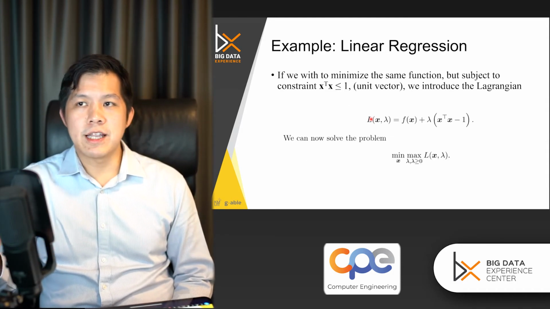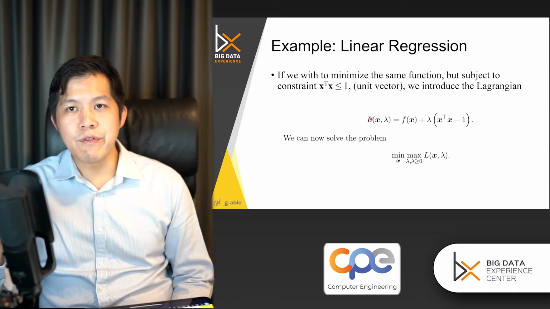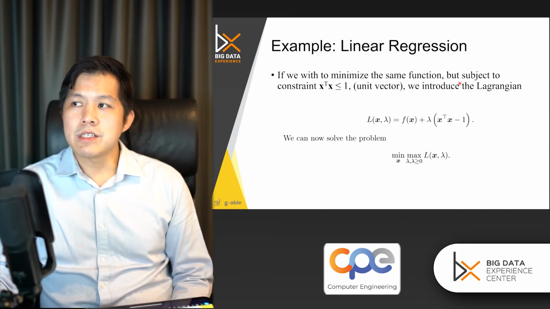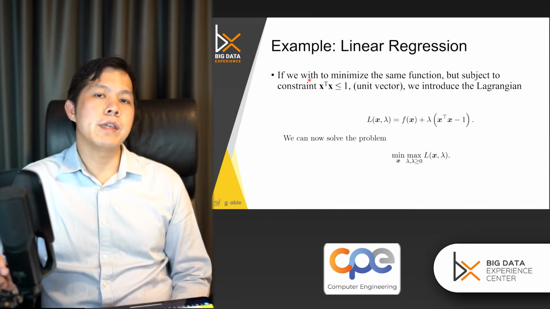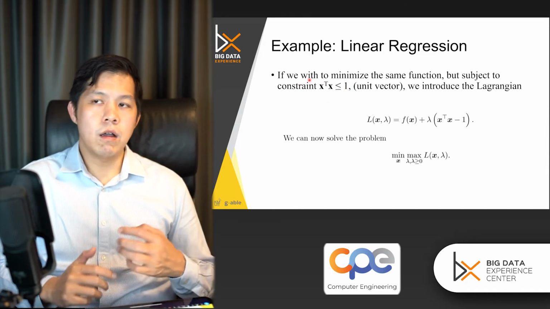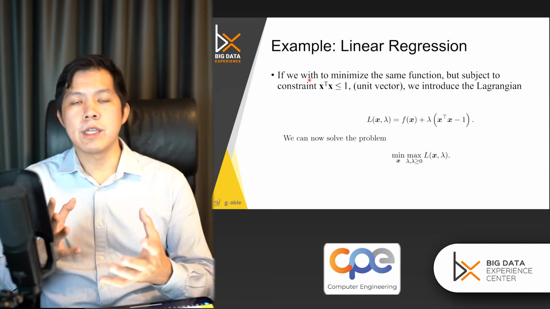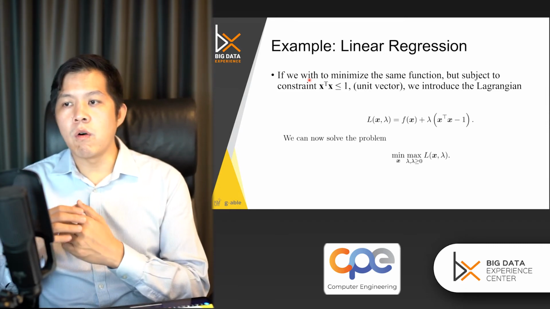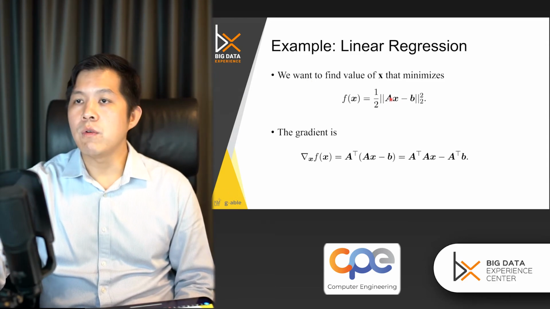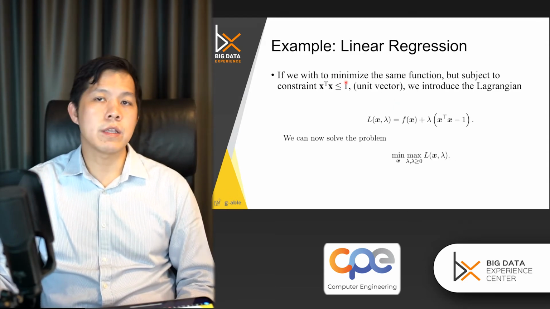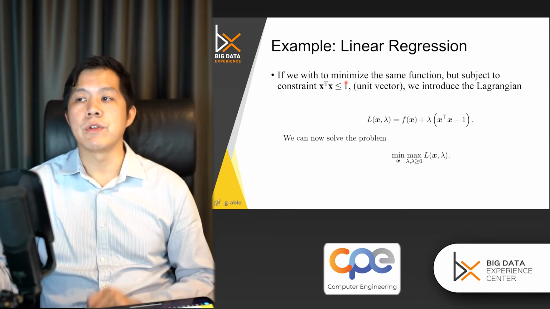But instead of just that, we want to specify the constraint, right? And let's say we want the constraint to be that x transpose times x is less than or equal to 1, which means x should be a unit vector. Or, in other words, we are trying to say that whatever coefficients we estimate should be low values. The value should be less than 1. You cannot get a very large value here.